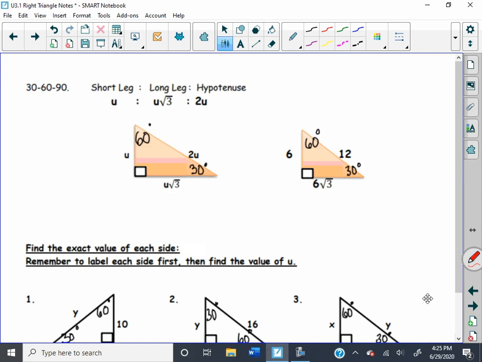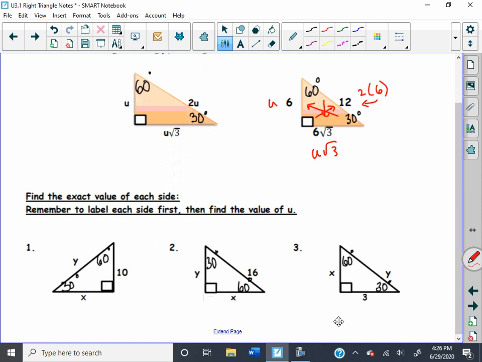And then on the other triangle with numbers, so we can see opposite the 30, okay, we call this u, which is 6, and opposite the 60 is the long side, which is 6 with a radical 3, and then the hypotenuse is 2 times whatever the short leg is. So 2 times 6 is 12. All right, so let's go ahead and find the value of each of these sides.